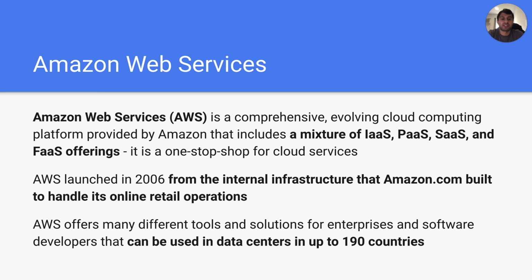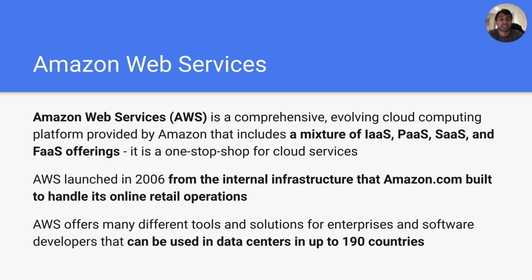So now that we understand what the cloud is and how vendors can offer various flavors of cloud offerings to businesses, let's jump into one particular cloud vendor that does it all: Amazon Web Services, known commonly as AWS. AWS is a comprehensive, evolving cloud computing platform provided by Amazon that includes a mixture of infrastructure as a service, platform as a service, packaged software as a service, and FaaS, functions as a service offerings. It's comprehensive because it's a one-stop shop for cloud services across the types of service offerings, and it's continually evolving because there are still new services being added every single year.